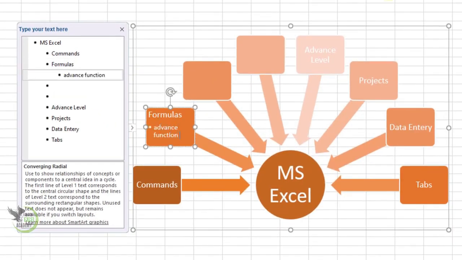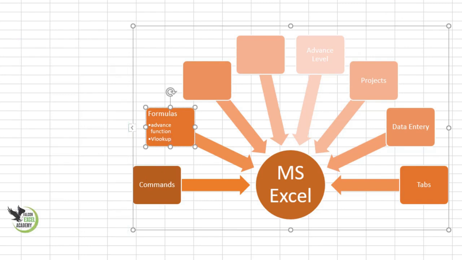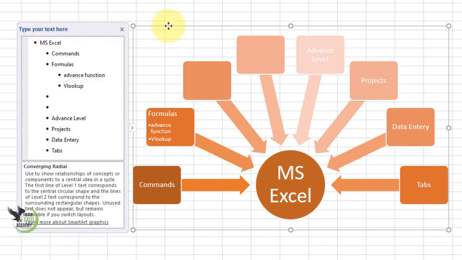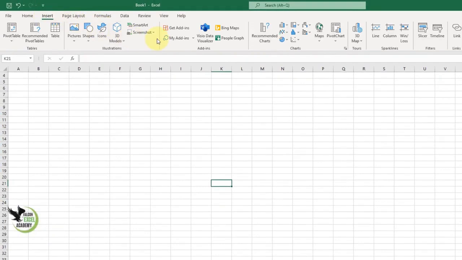Next, if you want to write a new line inside any shape, click on Add Bullets. For example, I've added advanced function here. And if I add another, you can insert more lines within the same active cell, like I've added VLOOKUP here. After that, if you want to turn this panel off, you can click here to turn it off or on as you wish. So in this way, you can edit SmartArt as you like.